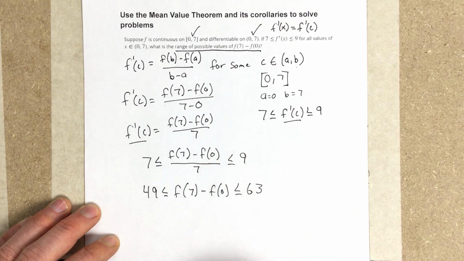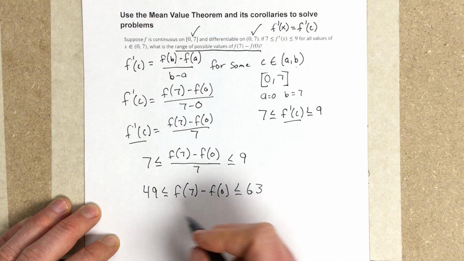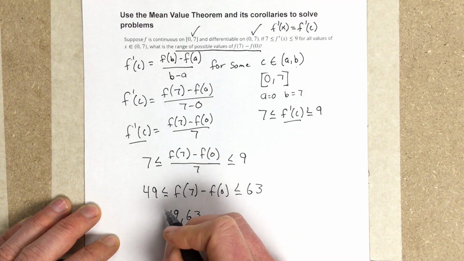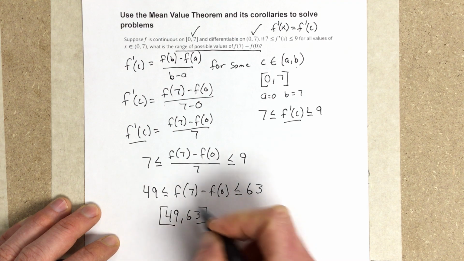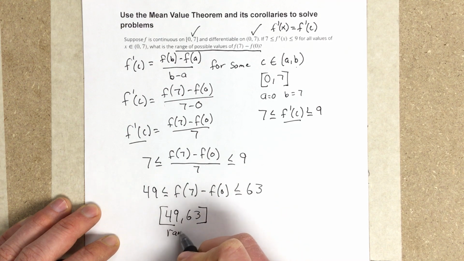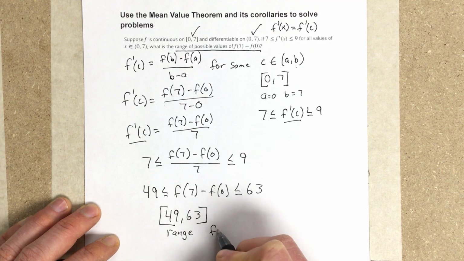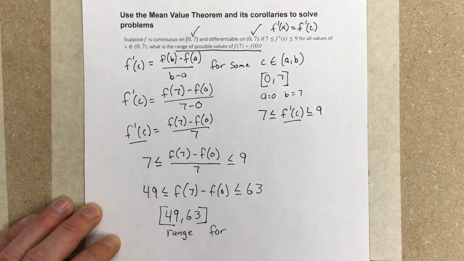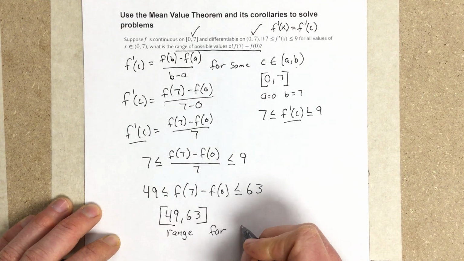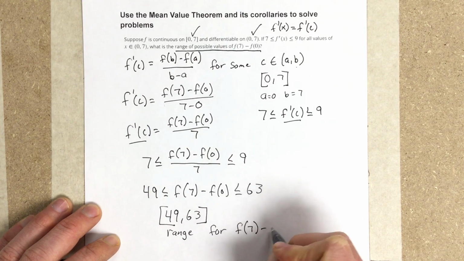So I found that my range, or the range of possible values, would be [49, 63] with brackets on each side. This would be the range for f of 7 minus f of 0.